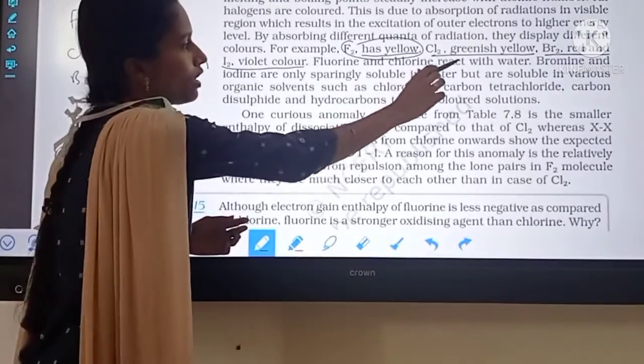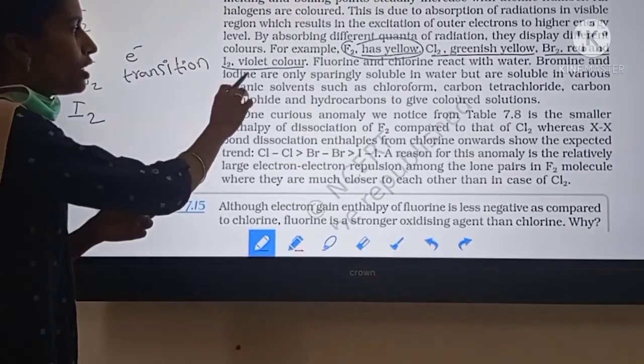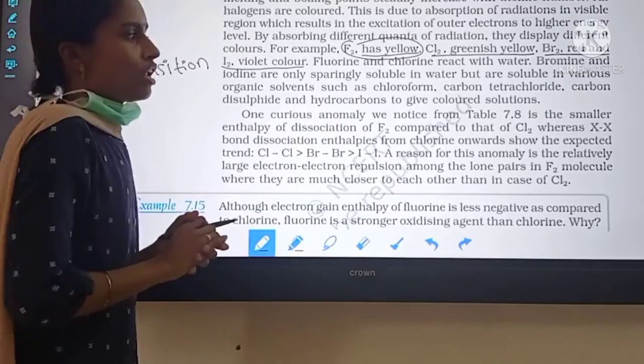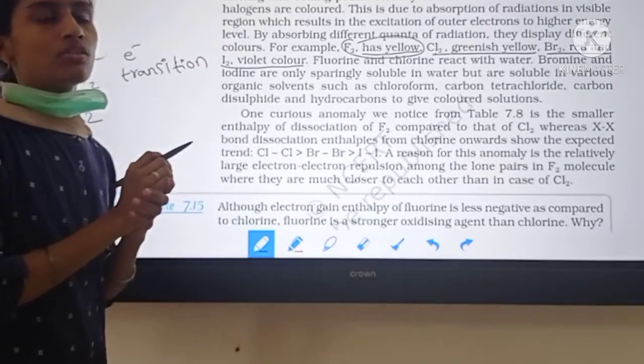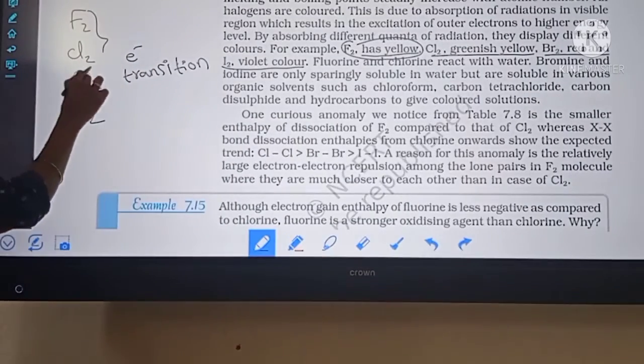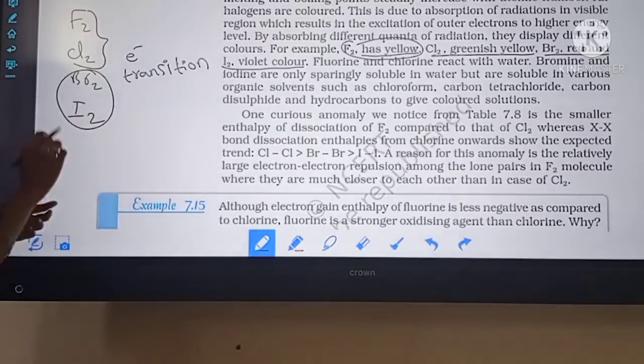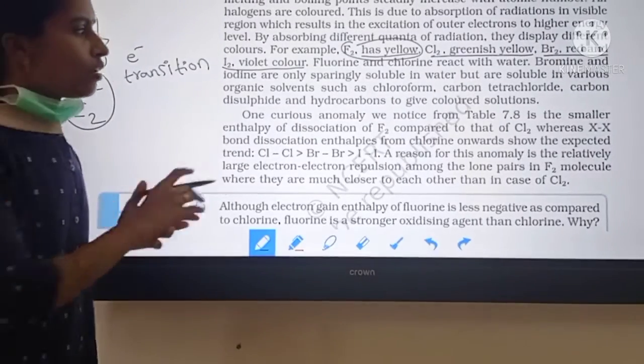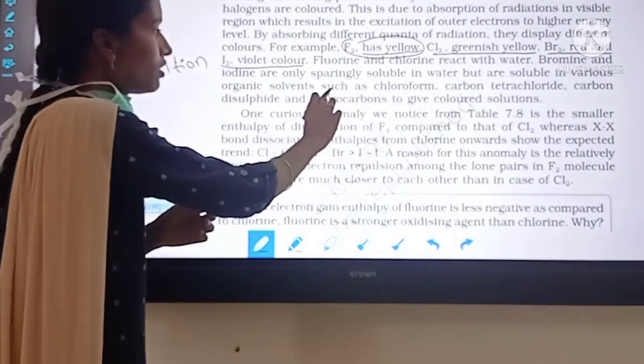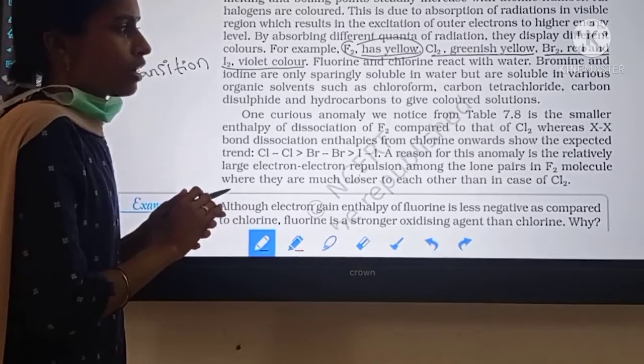Fluorine and chlorine react with water, and bromine and iodine are only sparingly soluble. Regarding solubility of halogens, chlorine will dissolve in water, while the others have low solubility in water, but they are soluble in chloroform and carbon tetrachloride.